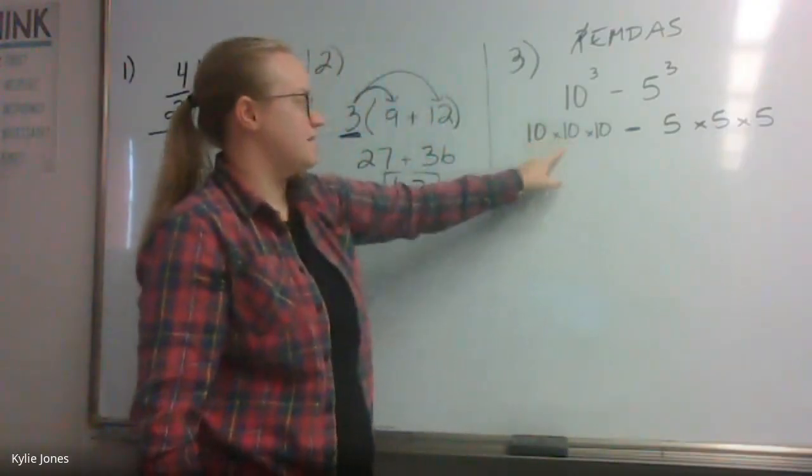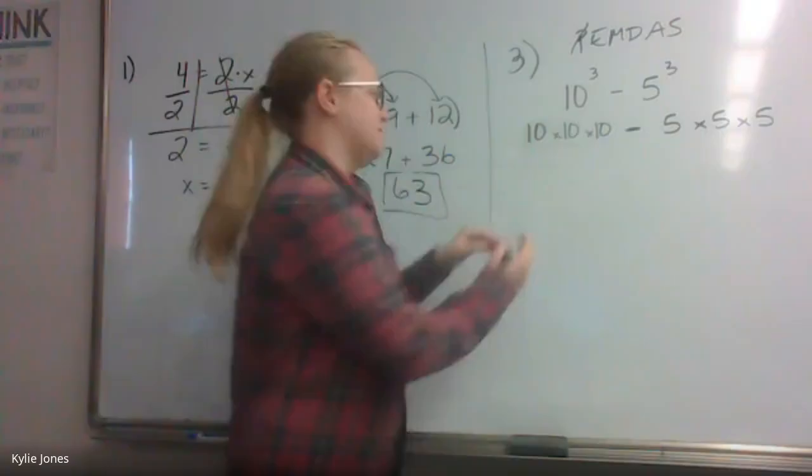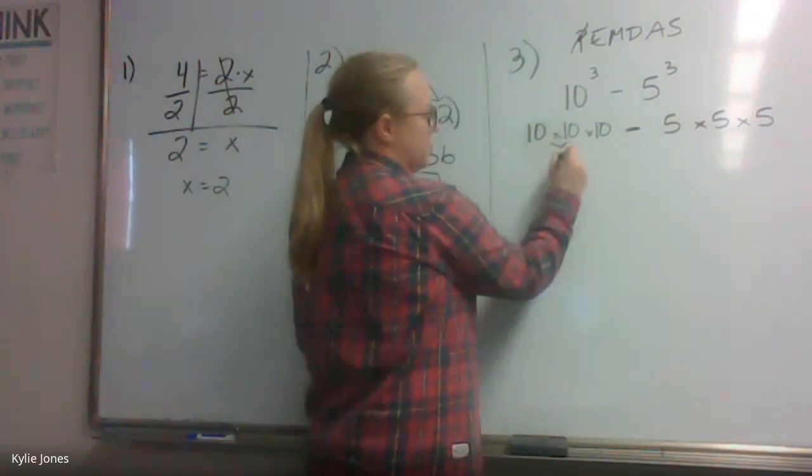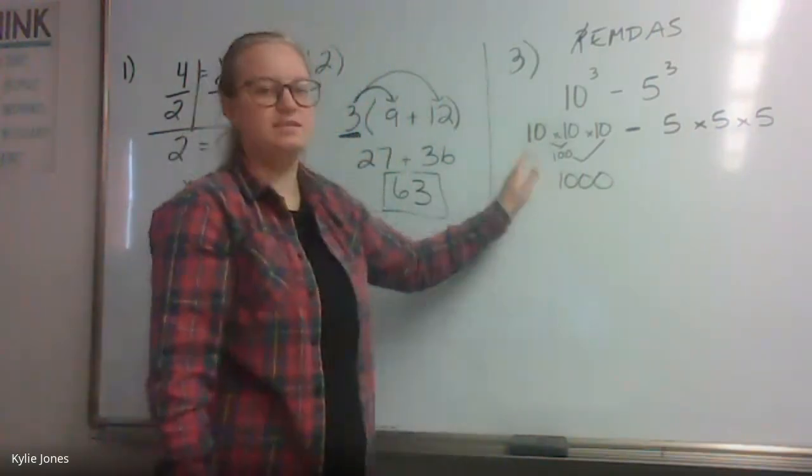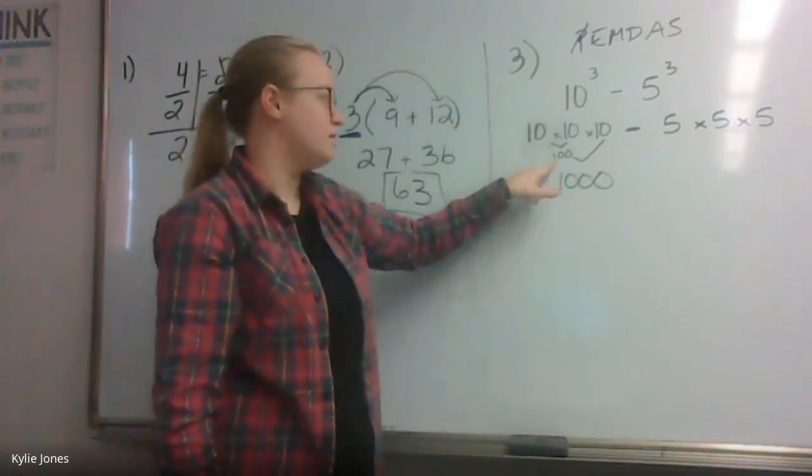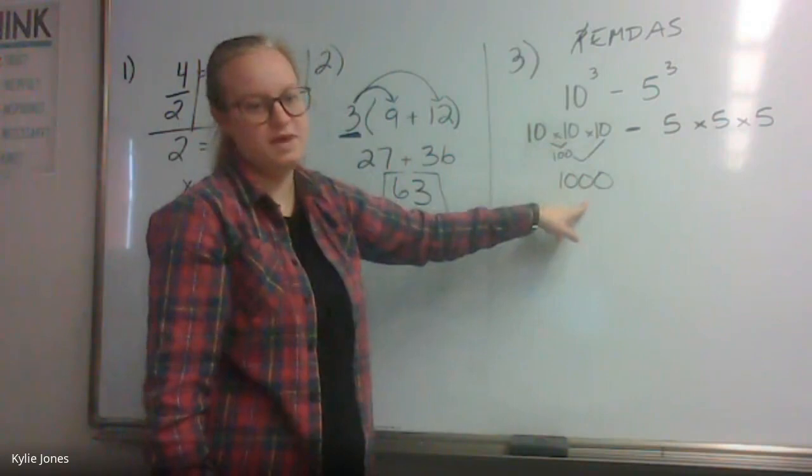So what is 10 times 10 times 10? What does that come out to? 200, 100, or 1,000. 1,000, right? Because 10 times 10 is 100. I got 30 on that. Yeah, this one is 1,000. 10 times 10 is 100. 100 times 10 is 1,000.